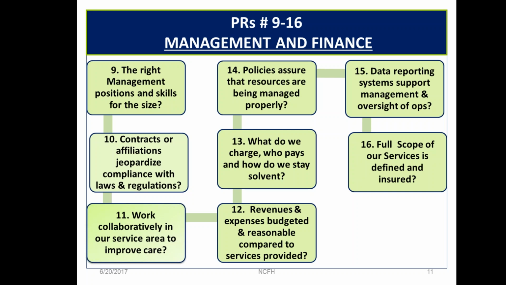Number 12 has to do with making sure that the revenues and the expenses of the organization are budgeted and that they're reasonable compared to the services provided and the number of people that are receiving services. It used to be that we would look at an average amount of funding per user per year, which was somewhere around $200 on average nationwide.